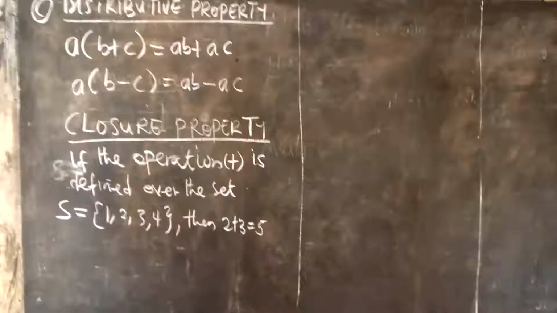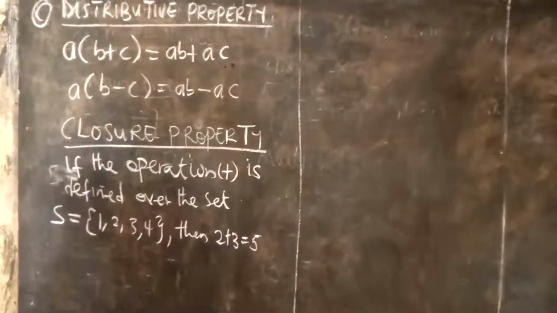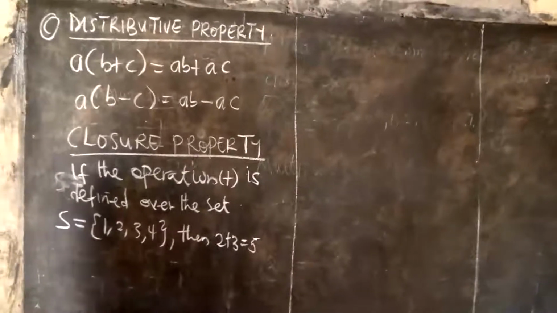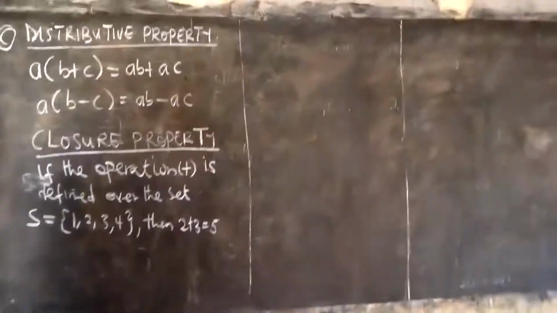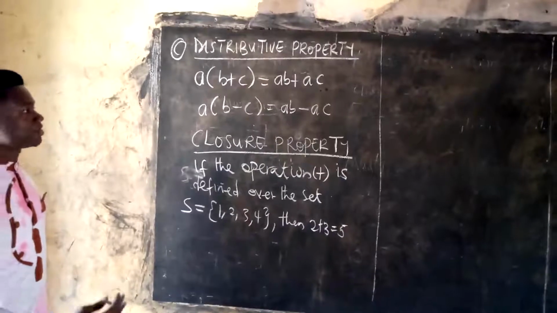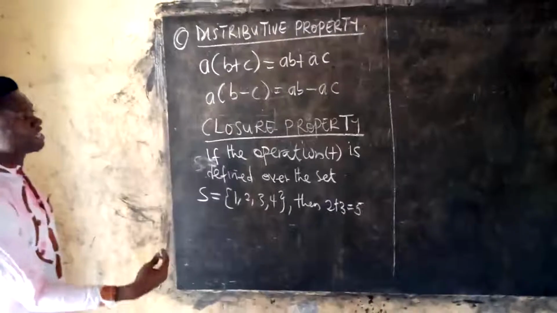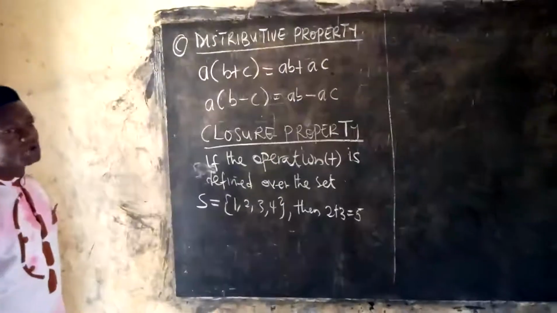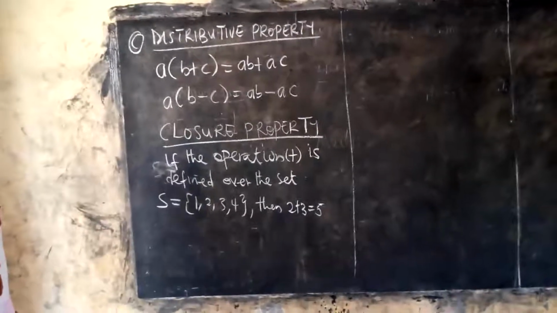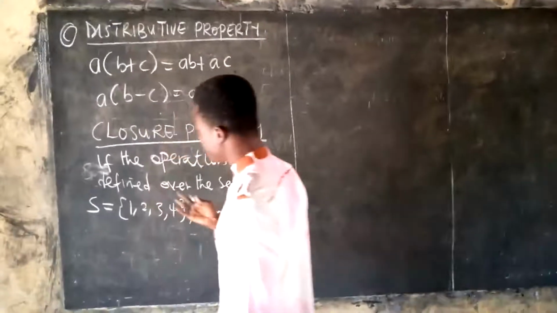Okay, so we want to finish on the closure property. The closure property is when an operation is operated on the elements of a particular set, and after the operation the results belong to that set, then we say that that set is closed. So it means that you do not get different elements after the operation has been done, and that's called the closure property.